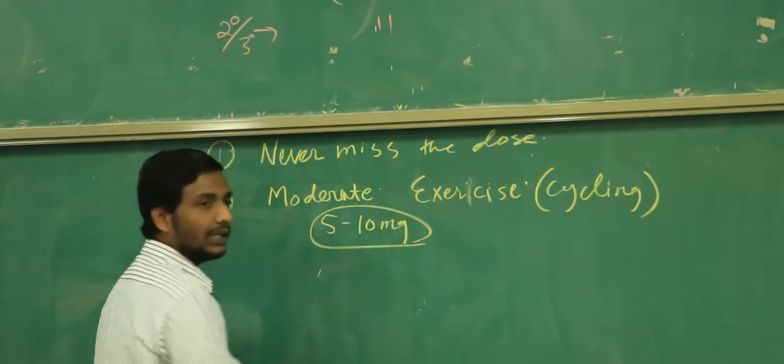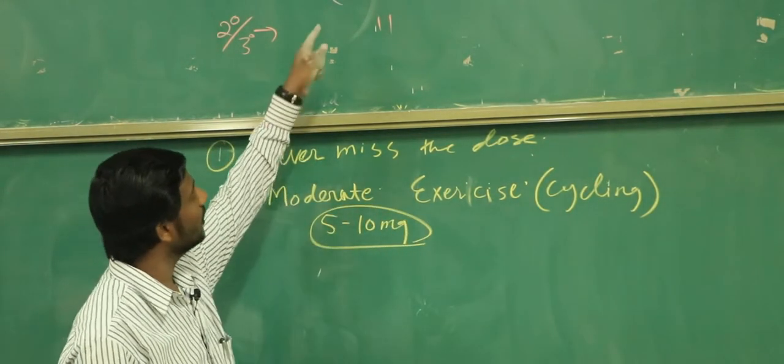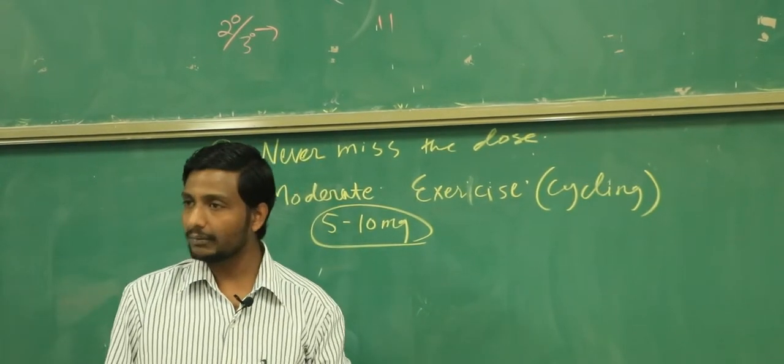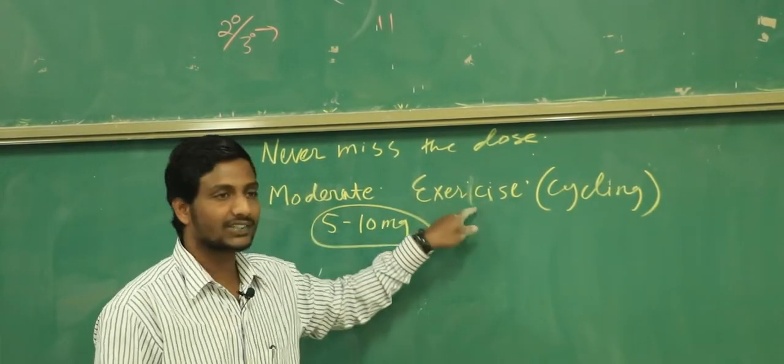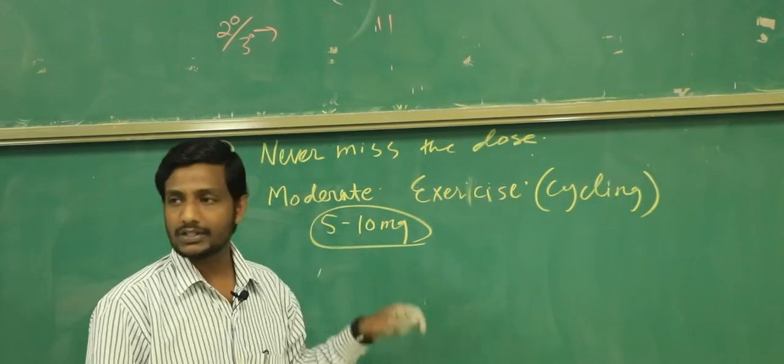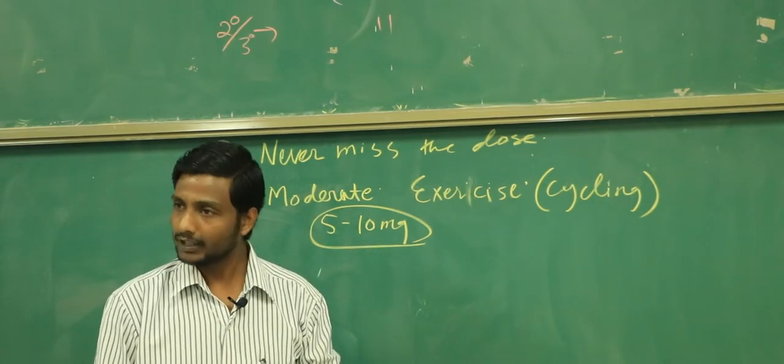5 to 10 milligrams. They were taking how much? 20 to 30 milligrams. But whenever they go with the moderate exercise, then they must be taking how much? 5 to 10 milligrams. Clear what I'm saying?